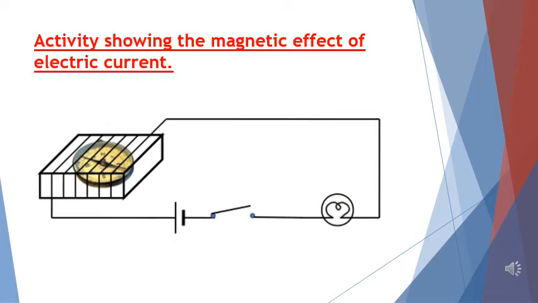We can perform an activity to demonstrate the magnetic effect of electric current. In this activity, we'll need a compass needle and we'll connect it to a cell, switch and a bulb. Now, every time that we pass electric current and the switch is on, we notice deflection of the magnetic needle. Whereas when the switch is off, this deflection is not seen. So this shows the magnetic effect of electric current.